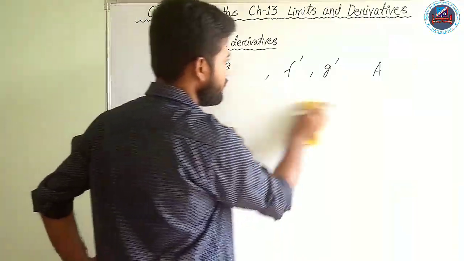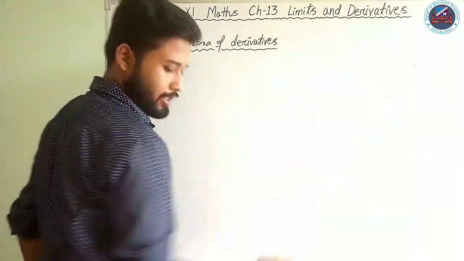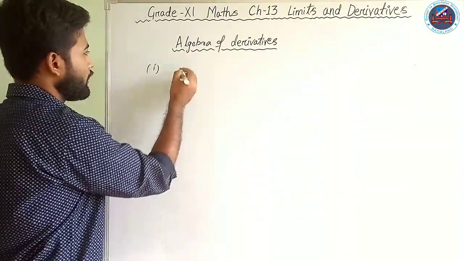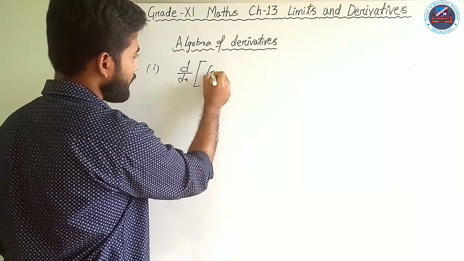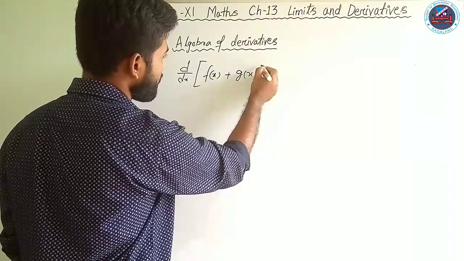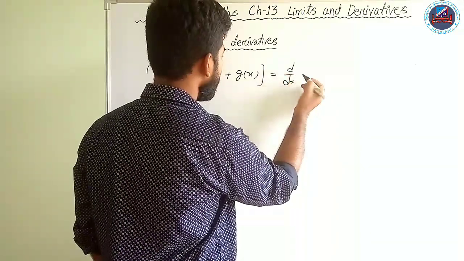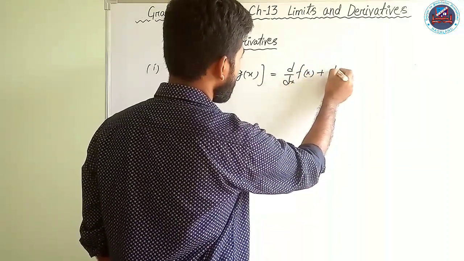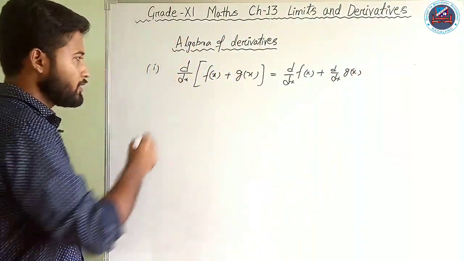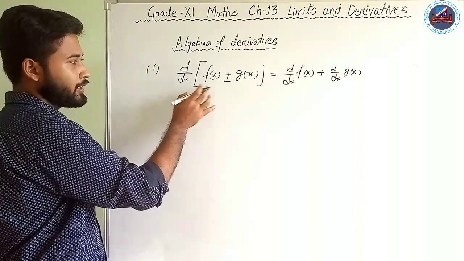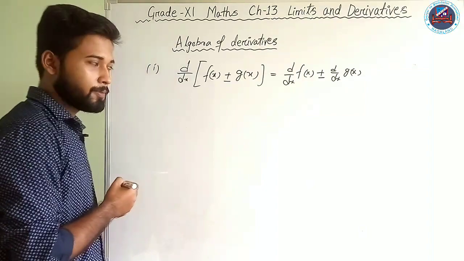Then the algebra of these two functions we can write. Number one, I can take the derivative of the function f(x) plus g(x). Their derivative will be equal to d/dx of f(x) plus d/dx of g(x). Similarly for the subtraction, if I take the derivative of f(x) minus g(x), then it will be derivative of f(x) minus derivative of g(x).